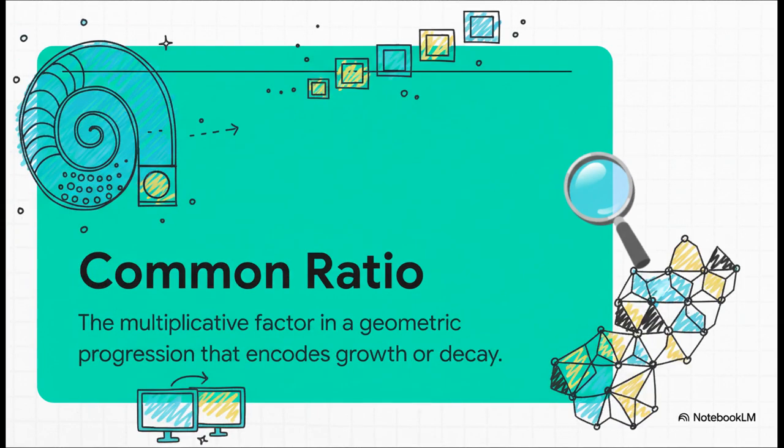Next up, we have the common ratio. Now, this one is like the hidden engine behind anything that grows or shrinks exponentially. We're talking compound interest in your bank account, the spread of a virus, population growth. A common ratio is that quiet, constant multiplier in the background that drives those huge, dramatic changes.